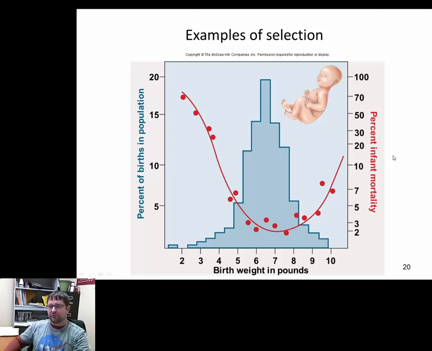And so that's a pretty good example of stabilizing selection. Now we've definitely stretched this out because now babies of 2 pounds and even less than 2 pounds can make it due to our incubation and modern medicine. And same thing, babies over 10 pounds can make it with C-sections and things like that.